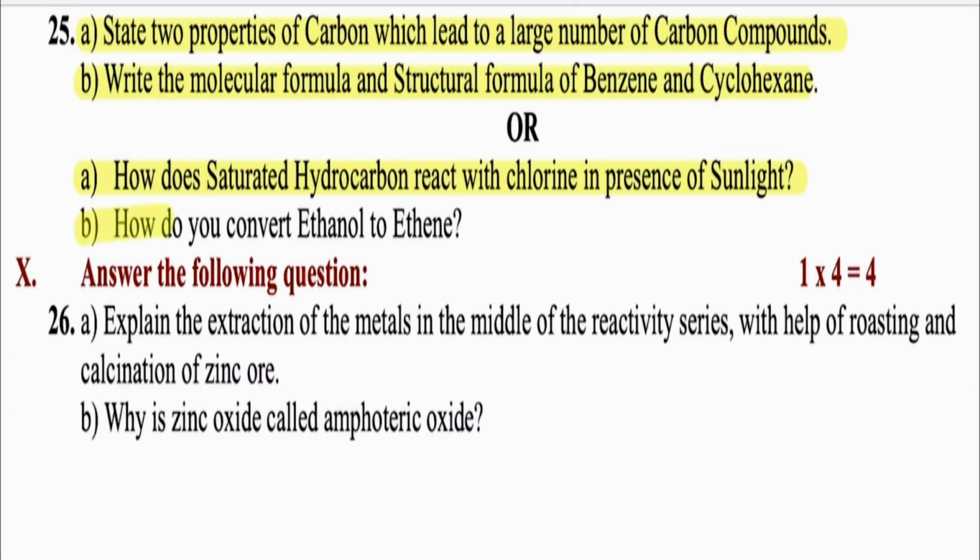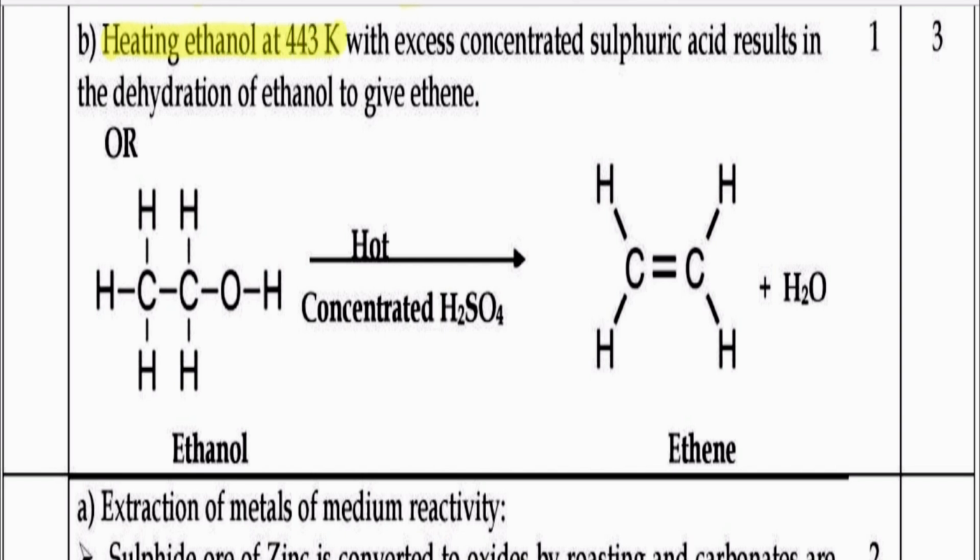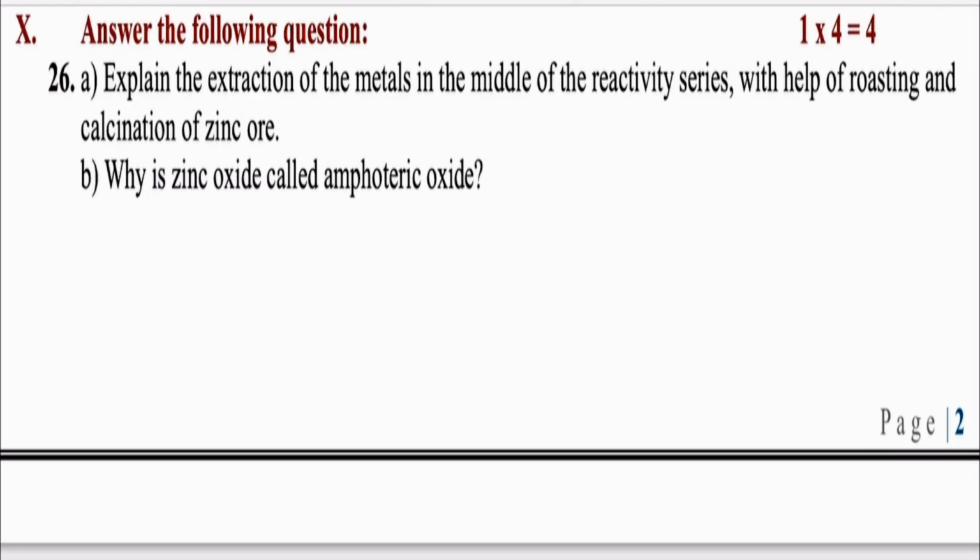B. How do you convert ethanol to ethene? Heating ethanol at 443 Kelvin with excess concentrated sulfuric acid results in the dehydration of ethanol to give ethene. You can refer to this. Answer the following questions.